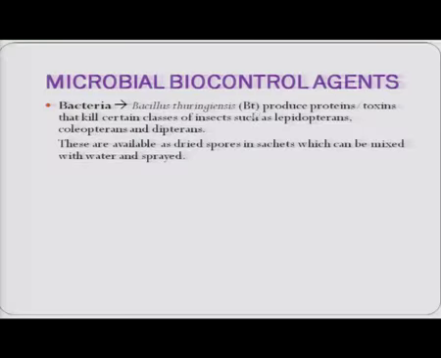So, these Bt, Bacillus thuringiensis toxins or proteins are available in the market as dried spores in sachets, which can be mixed with water and then they can be sprayed over the plants. So, when we spray this, all the insects which belong to these classes, lepidopterans, coleopterans and dipterans, will keep away from the plant and they will not infest it.